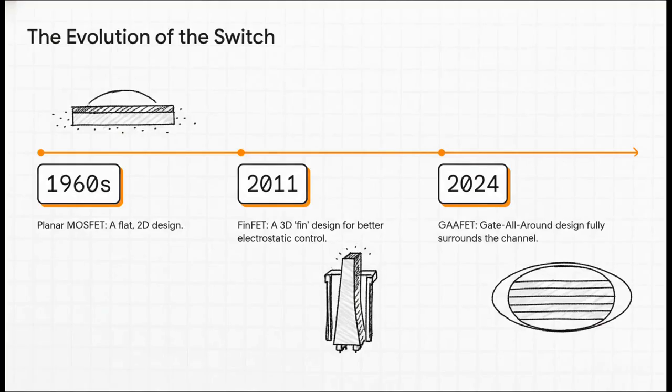In the very beginning, these transistors were basically flat, or planar, with the gate just sitting on top. But as they shrank, a big problem emerged. Electrons started to leak out when the switch was supposed to be off. So engineers had to get creative, and they had to go 3D. Around the 2010s, we got the FinFET, which stood the channel up vertically like a fin. And today we have the GAA-FET, or Gate-All-Around, which takes that 3D idea even further.